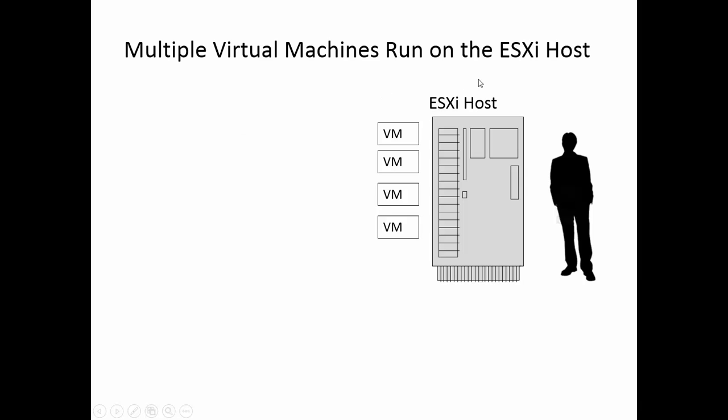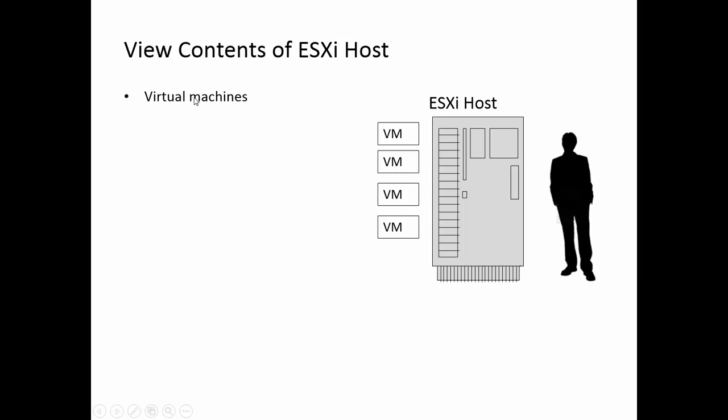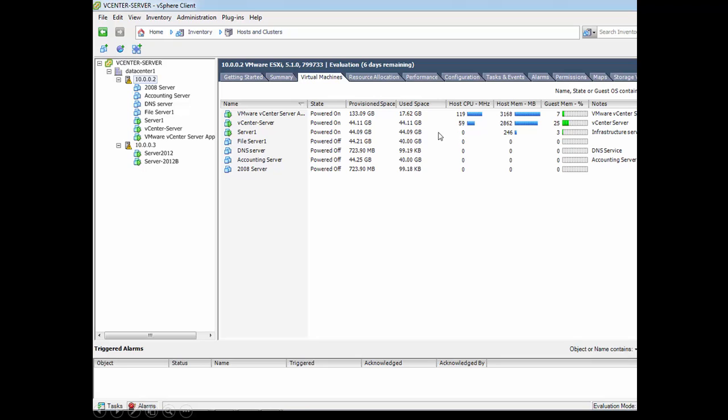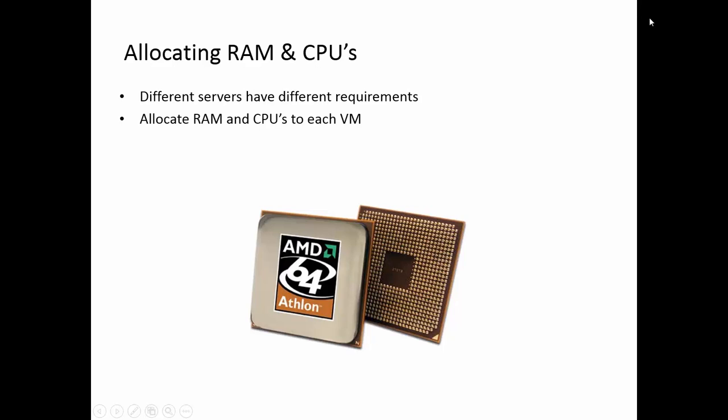Multiple virtual machines run on the ESXi host. To view those virtual machines, we go to the ESXi host, and we can say that on this ESXi host there are multiple virtual machines running, and they are using a different amount of RAM and a different number of CPUs. We have multiple virtual machines running on one big ESXi host.